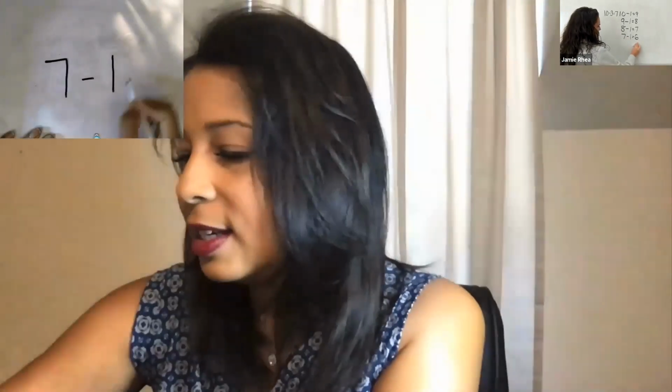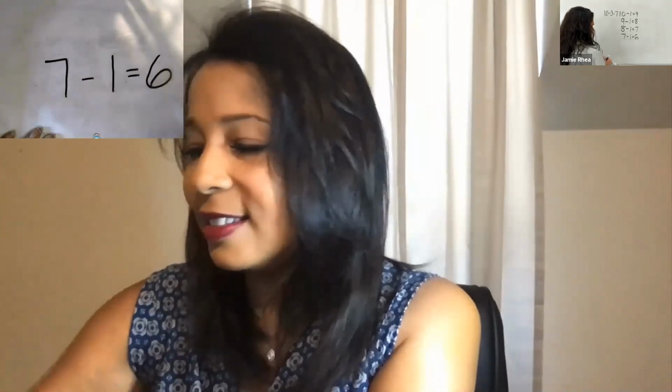Oh, I did that minus wrong. 7 minus 1 equals 6. That's the same thing we did. Okay, now show me 6 beads. We have 6 beads. Let's take 1 away.